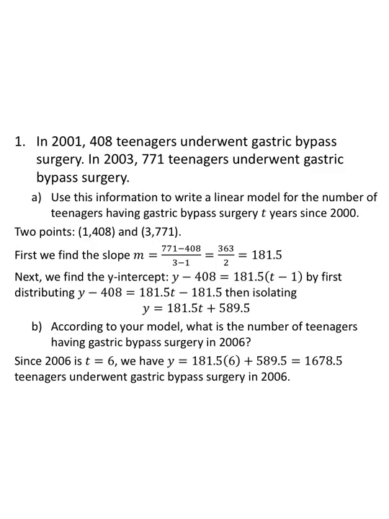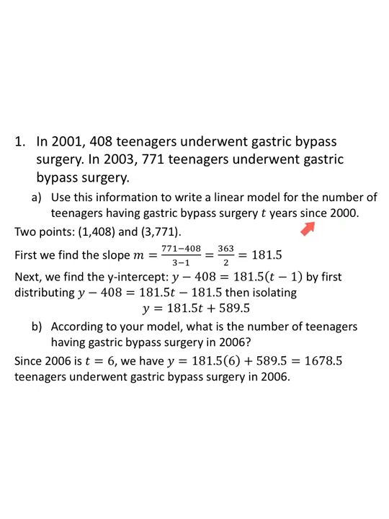Next problem. In 2001, 408 teenagers underwent gastric bypass surgery. In 2003, 771 teenagers underwent gastric bypass surgery. Part A. Use this information to write a linear model for the number of teenagers having gastric bypass surgery T years since 2000. Now this is important.